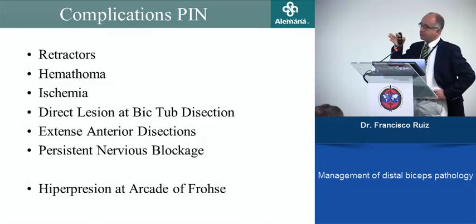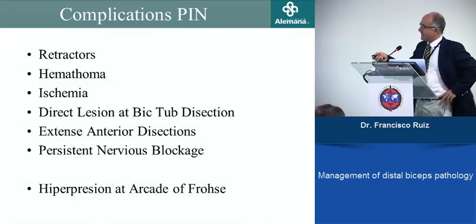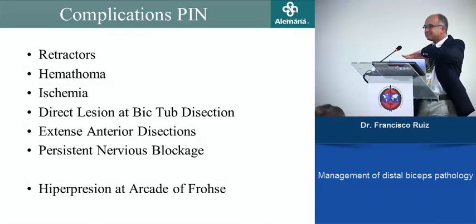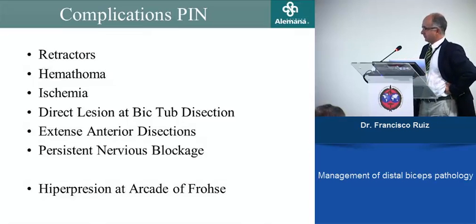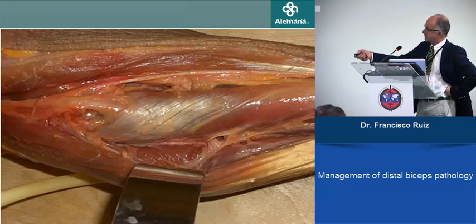As well, if you're planning to do a single incision, you're working just from the front and trying to dissect the bicipital tuberosity. Sometimes you can make lesions of this nerve. This is nice, and that's why I put it here, just in the bottom line. Some studies have shown that sometimes a hyperpression of the posterior interosseous nerve can happen at the arcade of Frohse. Here you can see the arcade and the nerve.